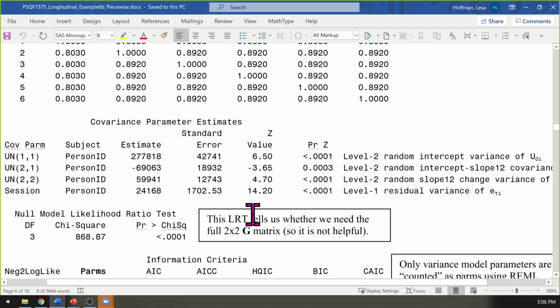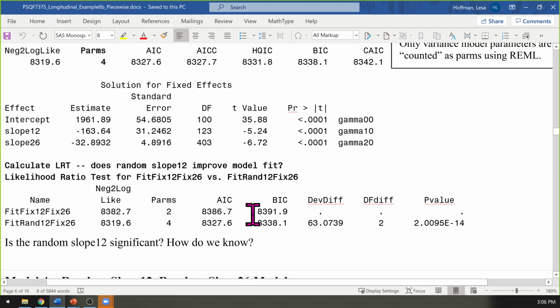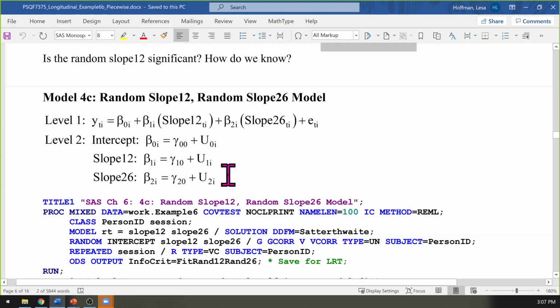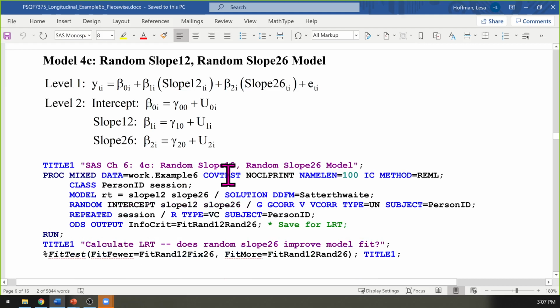Then testing whether or not it's helpful, likelihood ratio test as usual. And that says yes. Looks like people do need their own rates of change from 1 to 2. So then we pick up the random slope on the second half. Here's my friend U2. Now how many parameters have I added to the model?